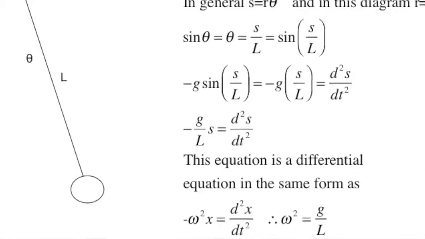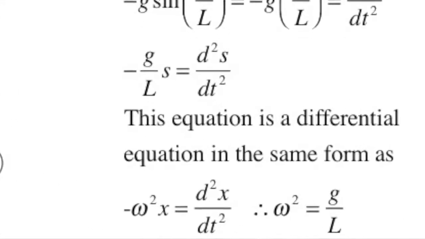Because sine of s over L, the arc length over the length, is about equal to the second derivative of the arc length with respect to time. And because of that, now that's the differential equation for simple harmonic motion. Remember, negative omega squared x equals the second derivative of x with respect to time. That means that omega squared is equal to g over L.